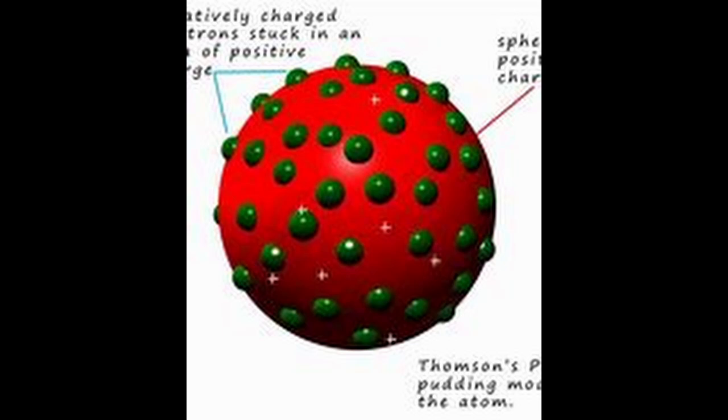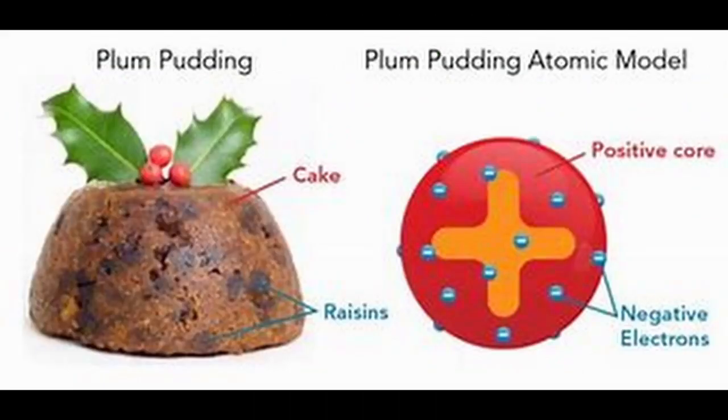J.J. Thomson in 1898 proposed that an atom possesses a spherical shape in which the positive charge is uniformly distributed and the electrons are embedded in it like plums in plum pudding. Plum pudding is common in Britain, so they have used it. We can say it is similar to watermelon. The red portion is positively charged and the seeds are electrons. This model was not consistent in later experiments.